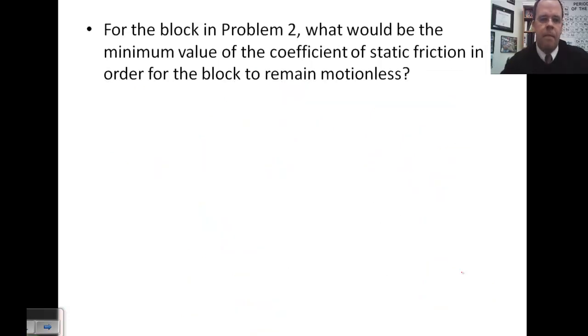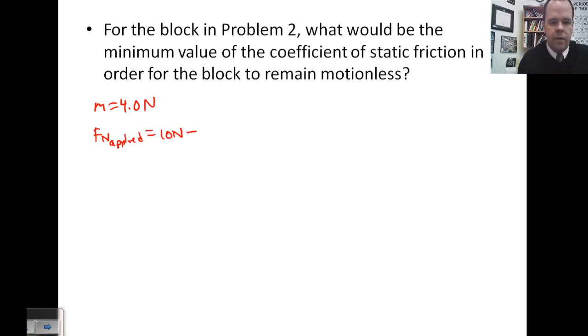Okay, if we take the same block as in the previous problem, what would be the minimum value of the coefficient of static friction in order for the block to remain motionless? So, we still know that the weight of the block is 4.0 newtons. The force normal that's being applied is 10 newtons, and we're going to make this to the right. We know that the acceleration now will be 0 meters per second squared, and we're looking for the coefficient of static friction.